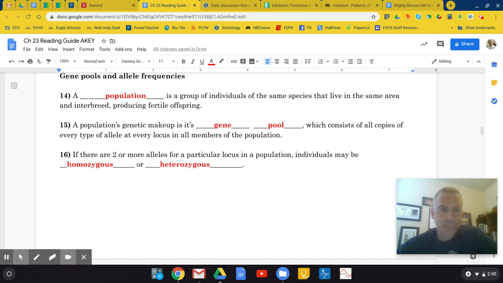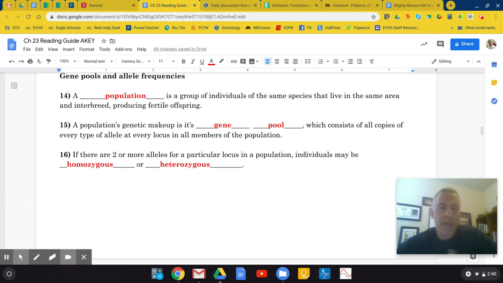Number 14, we have to nail down the definition of what a population is. This is a group of individuals of the same species that live in the same area and interbreed, producing fertile offspring. So they are organisms of that same species that are able to produce fertile offspring.